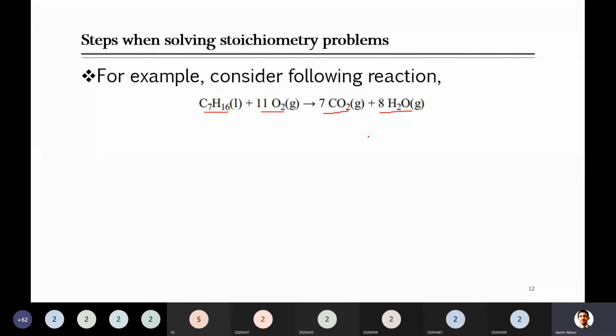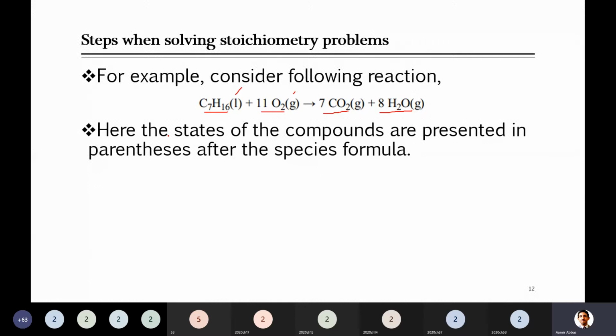States: liquid, gas. One extra thing mentioned here is the state: L for liquid, G for gas, and if S is written, that's solid. So later on, when you are dealing with these, sometimes you will need to know whether something is in liquid or gas form. That's mentioned here simply. In parentheses, sometimes the states are mentioned. No need to worry, they are about the state of the system.